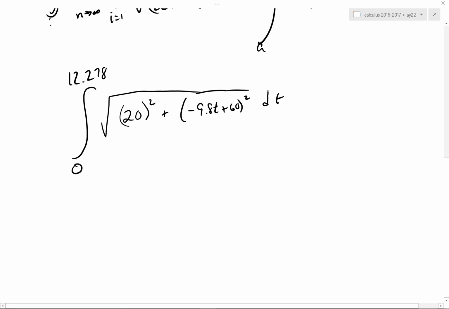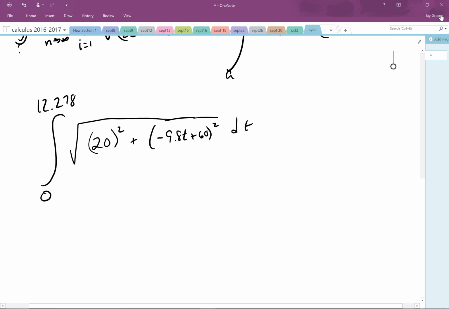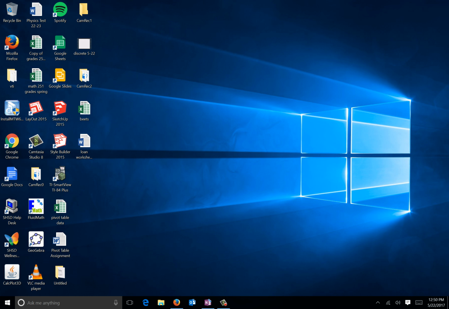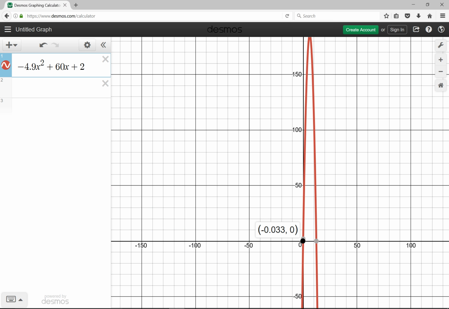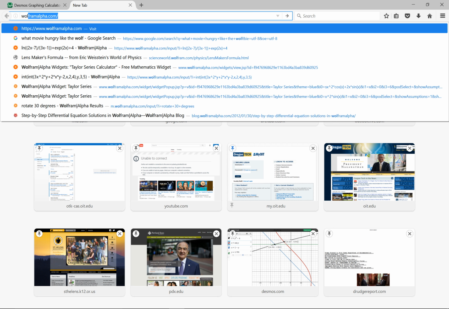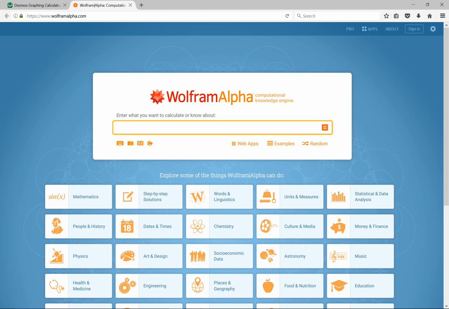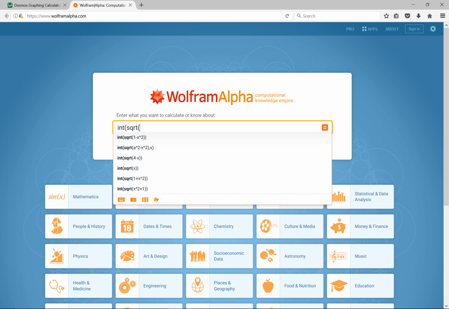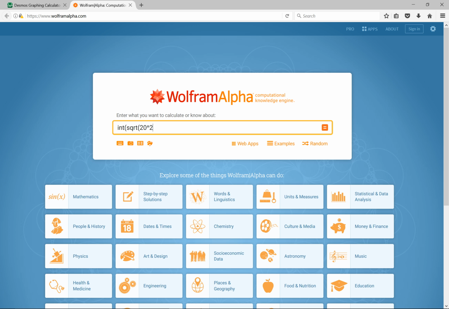They're gross. So what am I going to do? Well, I'm going to use my TI-89, or I'm going to use Wolfram, or whatever. Now, bear in mind, on the test, there will be a portion where you're allowed to use Wolfram or your TI-89, and there will be a part where if I see you touch it, you are going to lose 1,000,000 points. Literally, 1,000,000 points. If you're going to use Wolfram, you just type integrate the square root of 20 squared plus (negative 9.8t plus 60) squared, comma t, comma 0, comma 12.278.